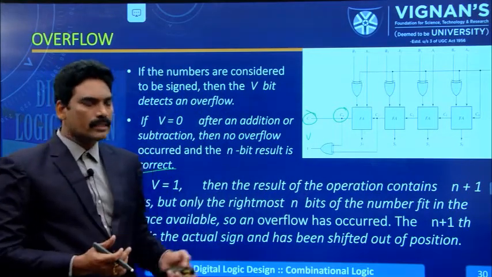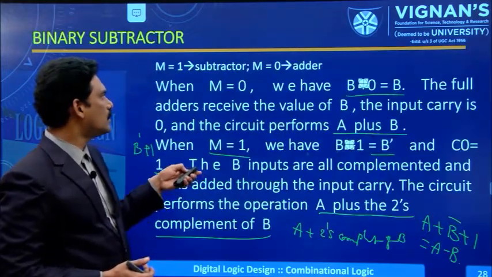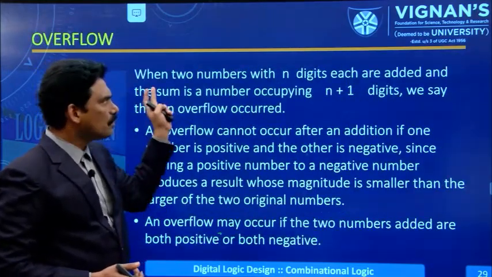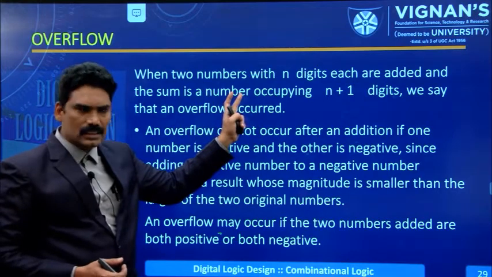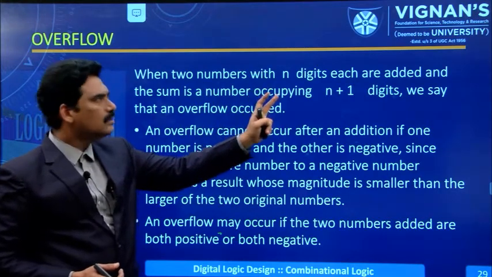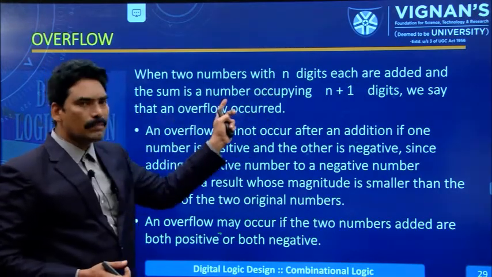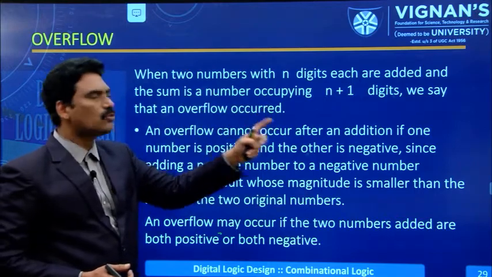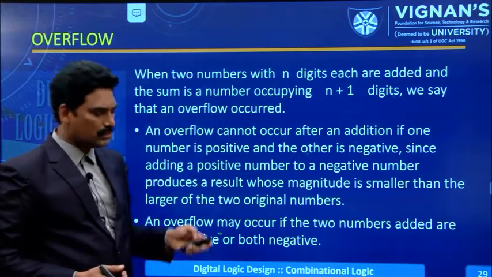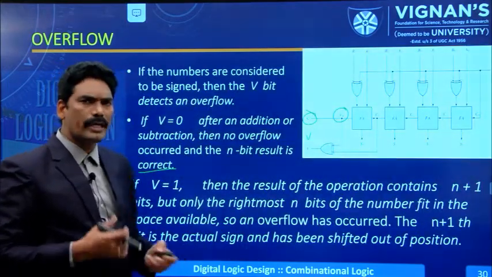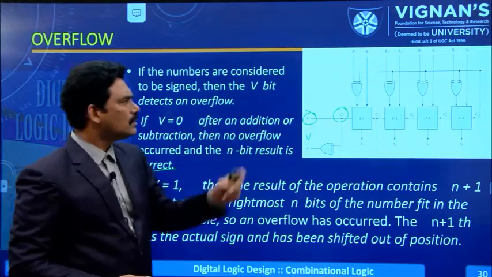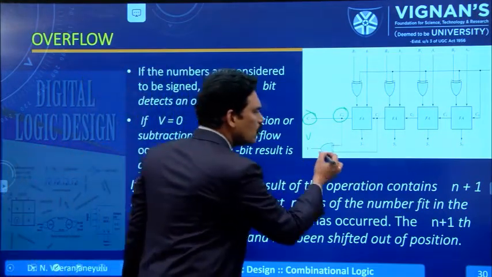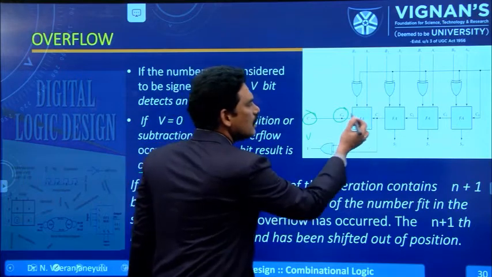What is overflow? When two numbers with n digits each are added and the sum is a number occupying n plus 1 digits, we can say that an overflow has occurred. In this, how are we identifying overflow? We are performing an exclusive OR operation between C3 and C4.